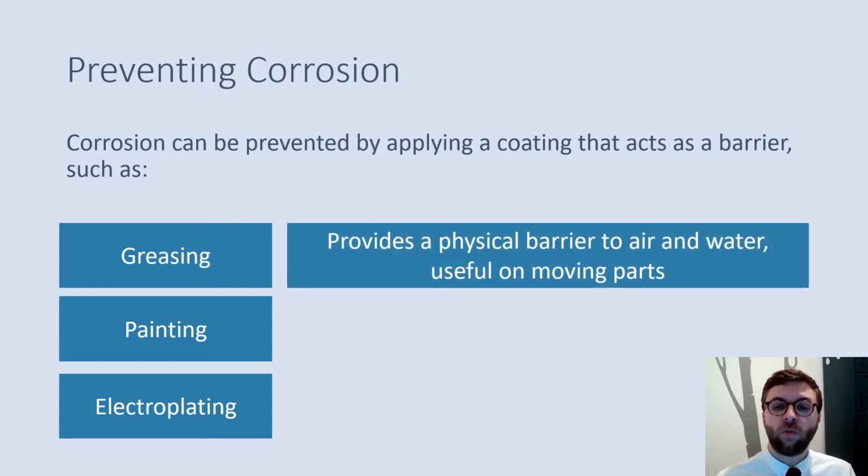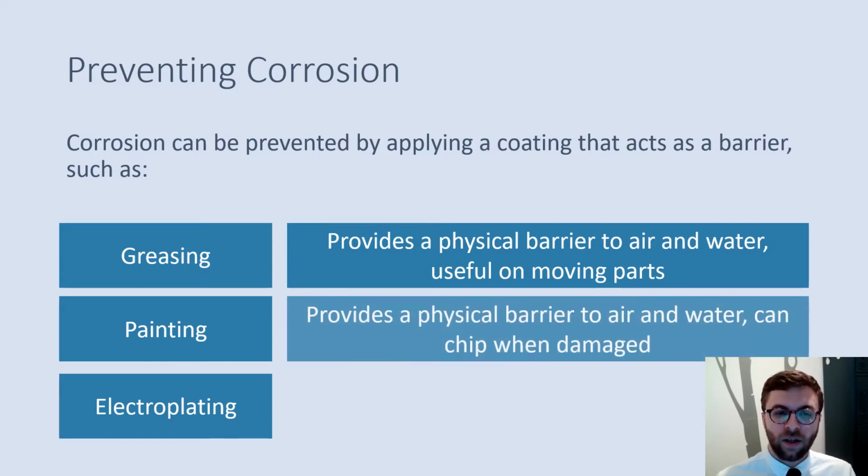Greasing provides a physical barrier to air and water, and it's really useful on moving parts because it won't chip or get damaged. Painting, similarly to greasing, also provides a protective physical barrier to both air and water. However, painting can chip when it's damaged, and any chip is going to allow the exposing of the metal below to the air and water. So in moving parts, we tend to use greasing, whereas on longer term things that aren't going to move, like window frames or door frames, we tend to paint.